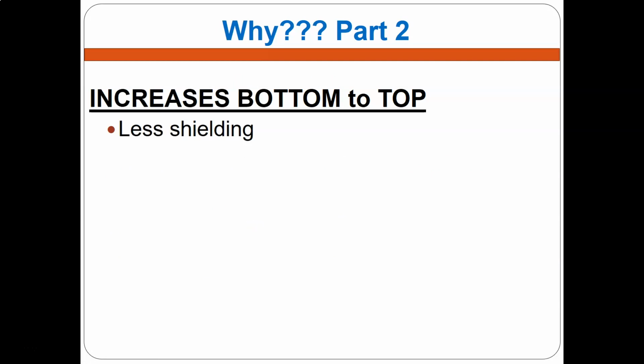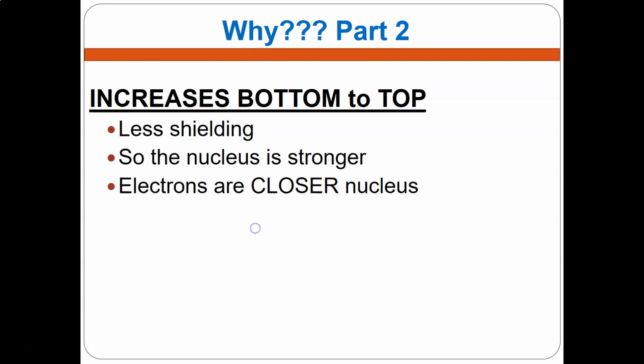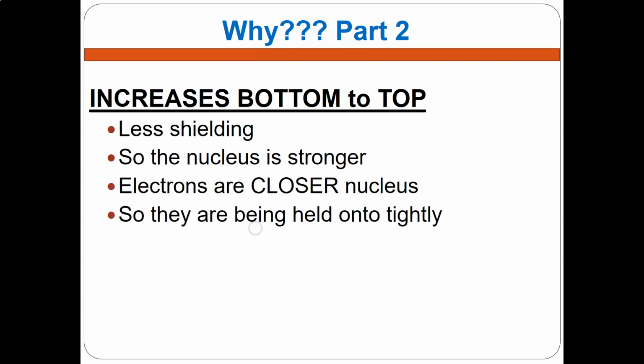So it increases going upwards this time because as you go up, you have less shielding, so the nucleus is stronger, right? Those electrons are closer, so they're being held onto really tightly, so they're harder to take away. So hopefully you can start to see that all of these answers really have to do with how the nucleus interacts with the electrons on the outside shell. The bigger it is, the weaker that attraction. The smaller the atom, the stronger that attraction. And that affects all these patterns that we start to see.